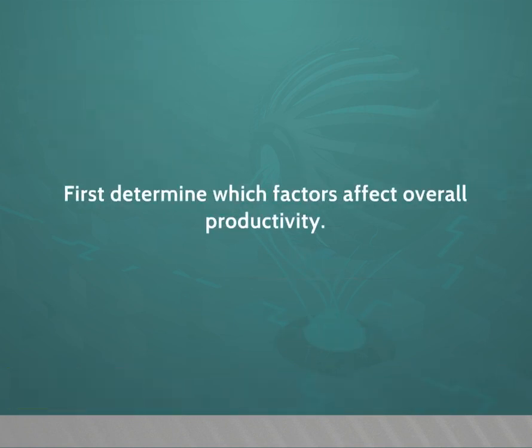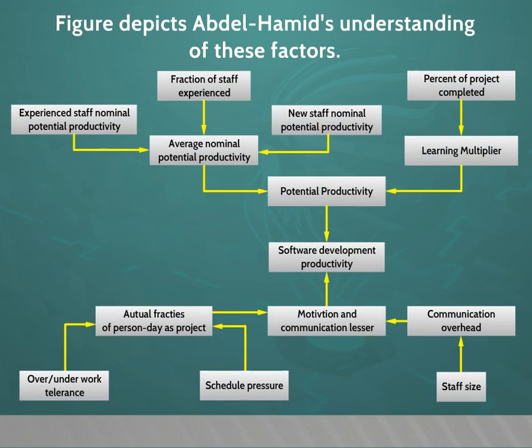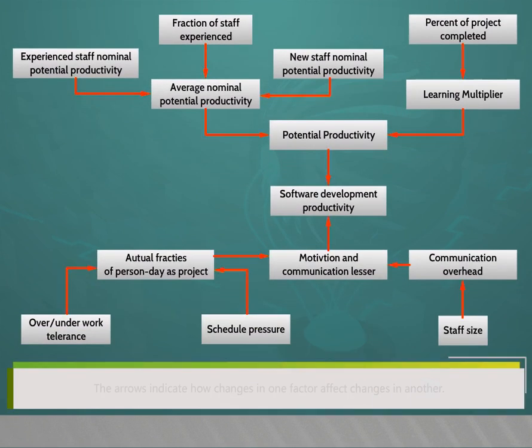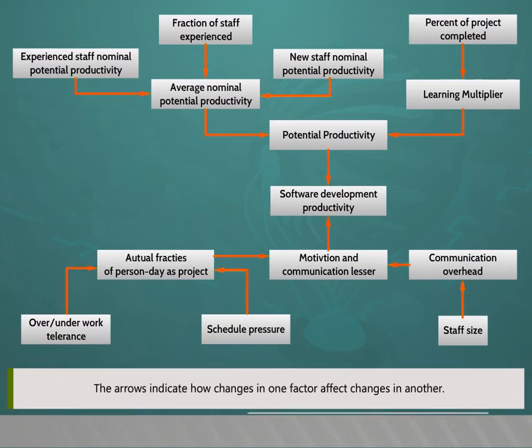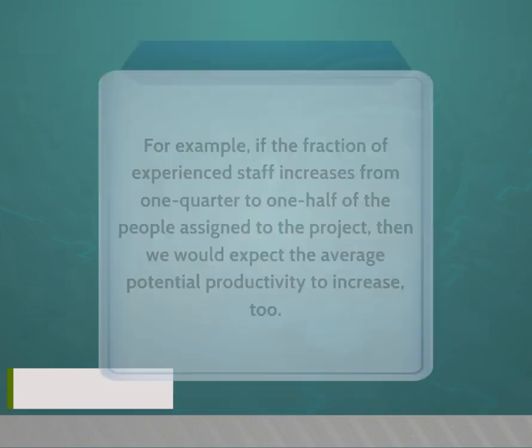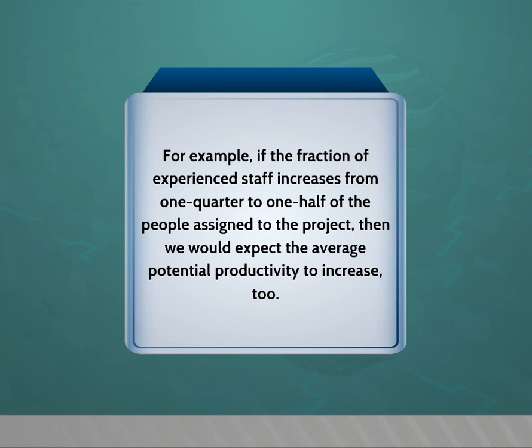First, determine which factors affect overall productivity. The figure depicts Abdul Hamid's understanding of these factors. The arrows indicate how changes in one factor affect changes in another. For example, if the fraction of experienced staff increases from 1/4 to 1/2 of the people assigned to the project, then we would expect the average potential productivity to increase too.